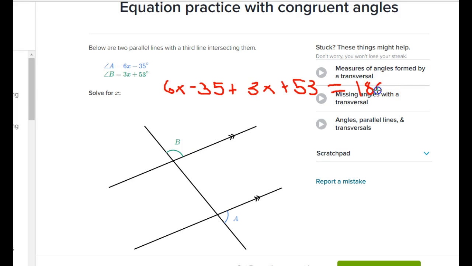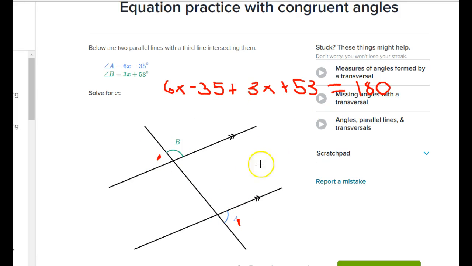But if they were alternate exteriors, that means A is on this side over here, and we were looking at this angle over here, it would turn out those two angles are congruent. So you would write a totally different equation. You would say this is equal to that. You wouldn't say, oh, they add up to 180. So you have to write your equation.